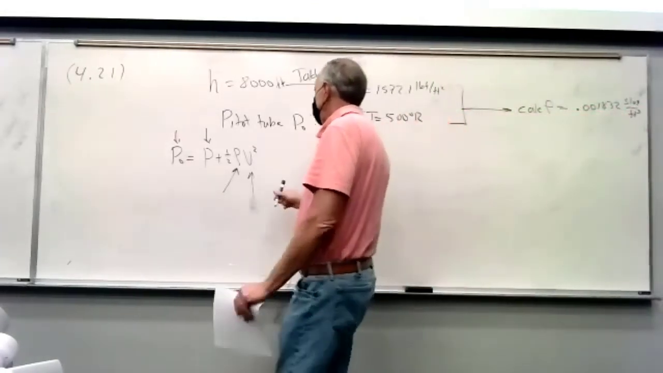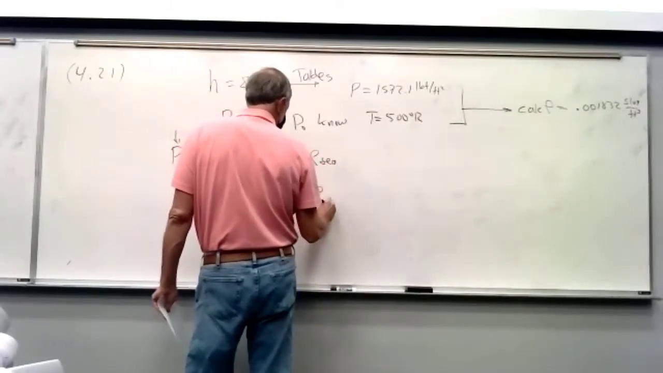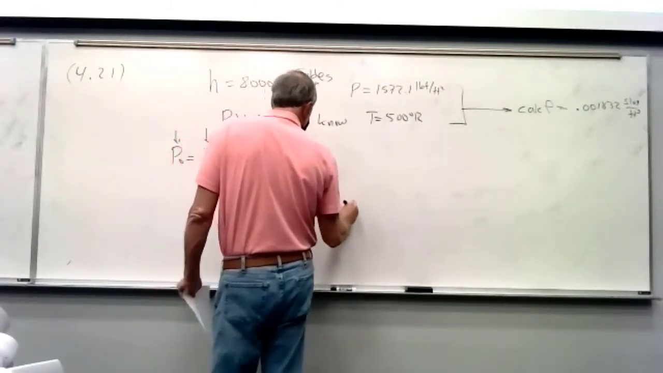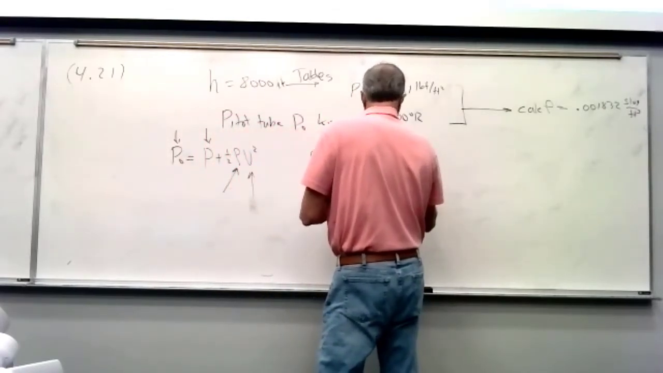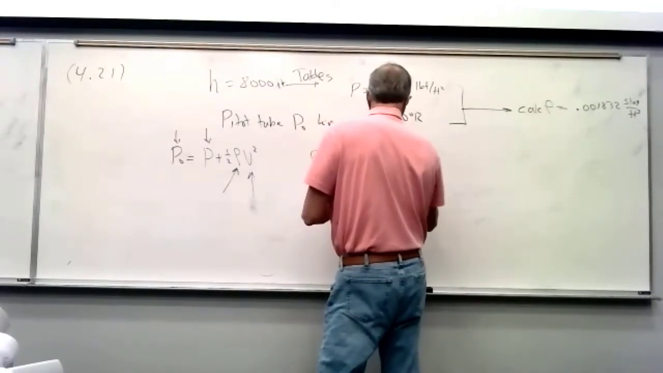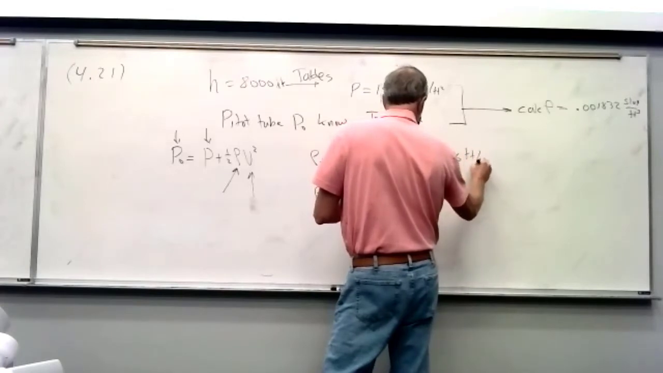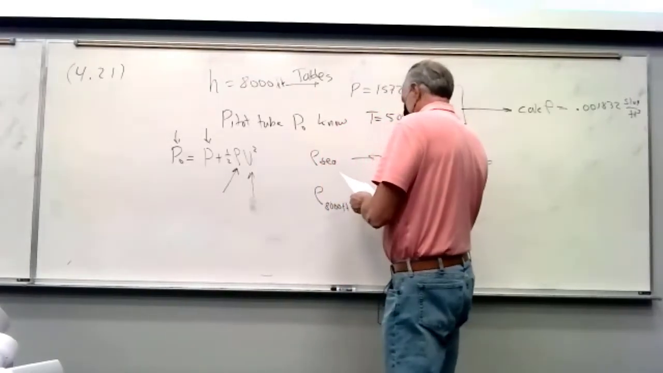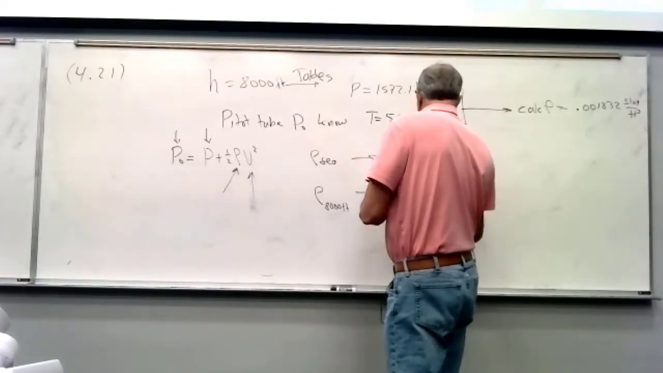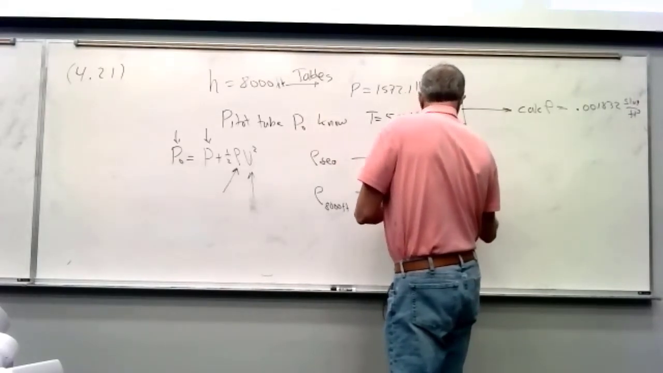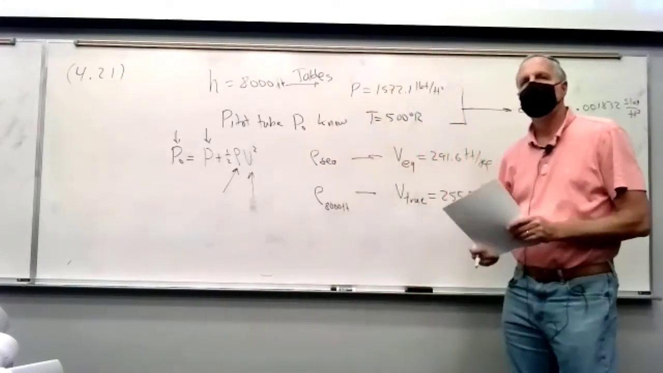And then you use this formula either with sea level or the density at 8,000 feet. And you should get equivalent airspeed. And then the true airspeed comes from using the actual density at those flight conditions.